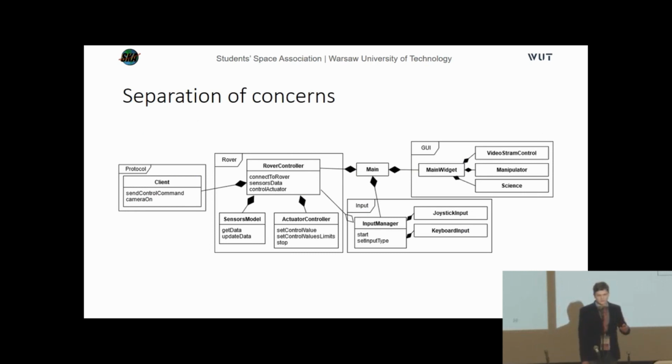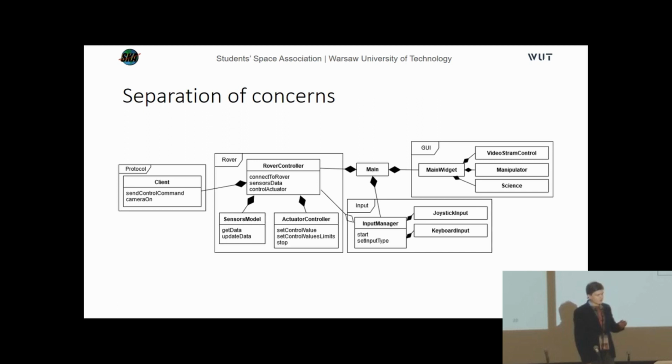Our control software consists of a few modules. This is just a general view of the software. It is much more complex, but there is a protocol on the left, which is our custom library used for communication with the rover. We have the rover module, which manages the state of the rover. It stores data from various sensors. It also controls all commands sent to the rover.